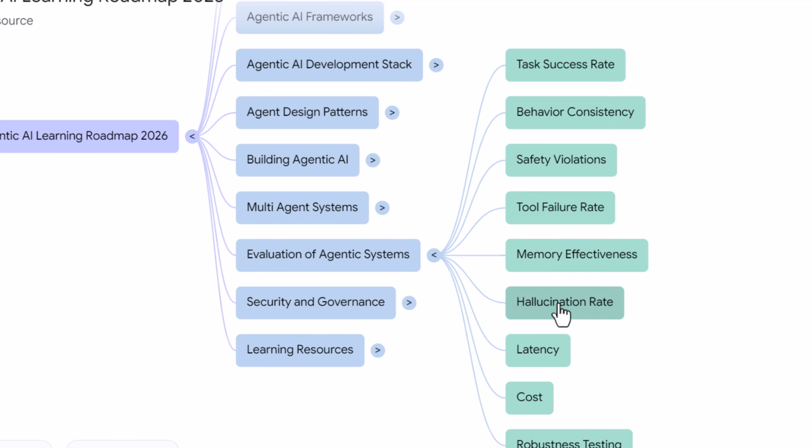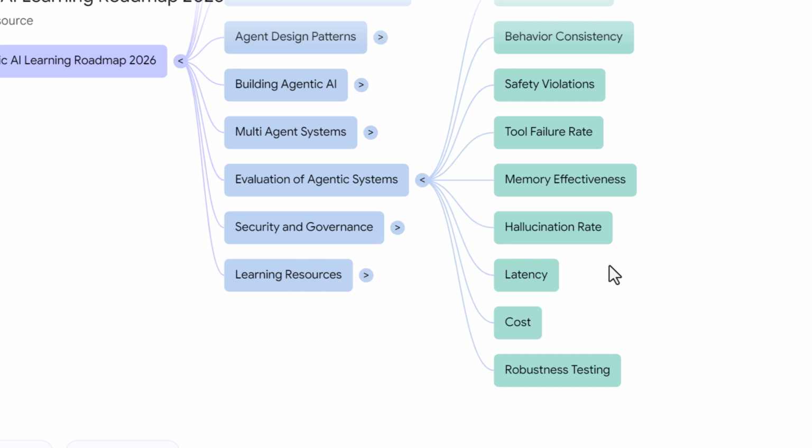Hallucination rate shows how often incorrect data appears. Latency tracks speed and responsiveness. Cost measures computational efficiency. Robustness testing ensures the agent performs well under difficult conditions.